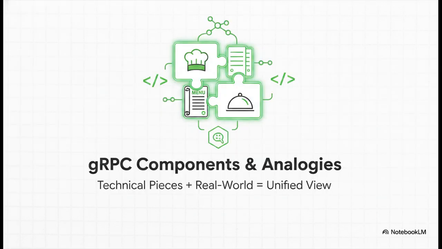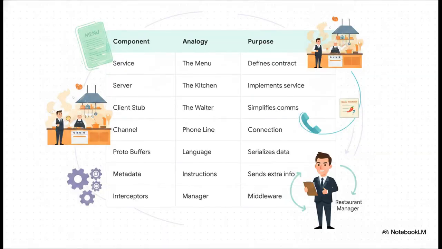So, what's the big takeaway here? Let's bring all these technical pieces and their real-world counterparts together to really lock in our understanding. This brilliant analogy brings the entire gRPC ecosystem together so perfectly. We have our core components mapped out. The service definition is our menu, the gRPC server is the kitchen, the client stub is the waiter, and the channel is the phone line.